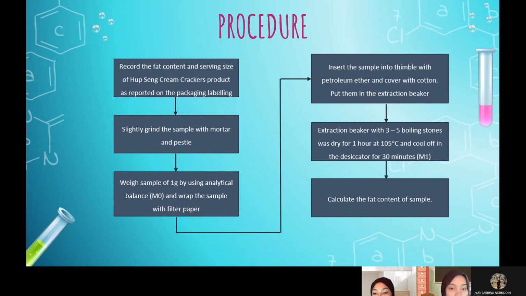After grinding, we weigh the sample of 1 gram using an analytical balance and wrap the sample with filter paper. After that, we insert the sample into the thimble with petroleum ether and cover with cotton. And then we put them in the extraction beaker. After that, the extraction beaker with 3 to 5 boiling stones was dried for 1 hour at 105 Celsius. After that, we cool the sample in a desiccator for 30 minutes.